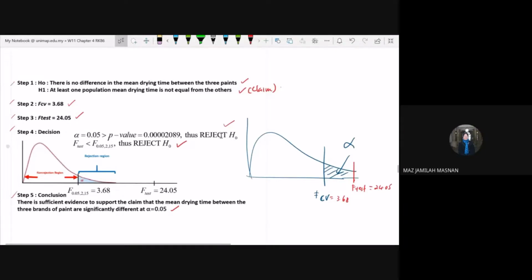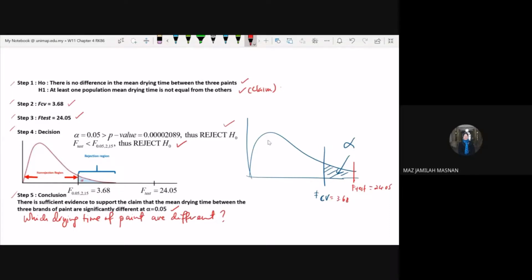Now, my question to you would be, since we have the decision and we know that the mean drying times of the 3 brands are significantly different, do we know which of the mean drying times are different? Which drying time of paint are different?